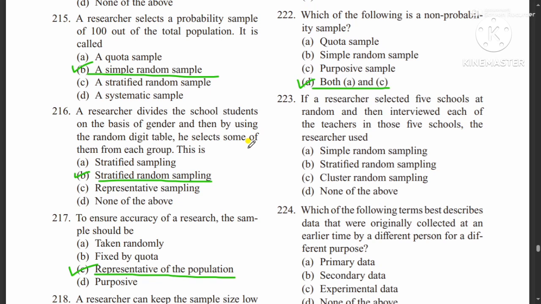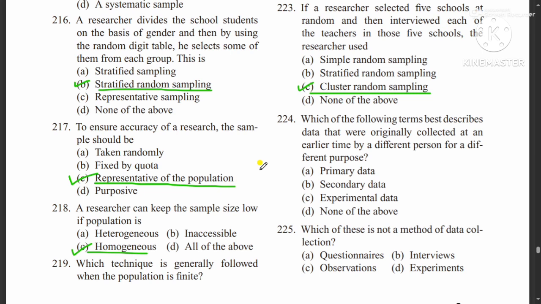Next, if a researcher selects 5 schools at random and then interviews each of the teachers in these 5 schools, the researcher uses cluster random sampling. Option C is correct. Which of the following terms best describes data that were originally collected at an earlier time by a different person for a different purpose? Secondary data.